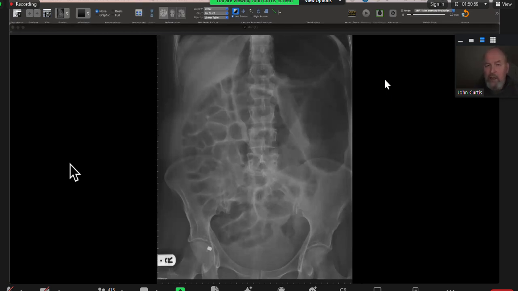Just tell me again, you said a sigmoid volvulus? Yeah, that's what I said. Now, if it was a sigmoid volvulus, would you expect the large bowel proximal to it to be dilated? Yes, I would, sir. And can you see proximal large bowel dilatation? I can't, sir. I can't see the proximal large bowel dilatation in this case. Okay, so can you see my arrows? Yes, sir, I can.